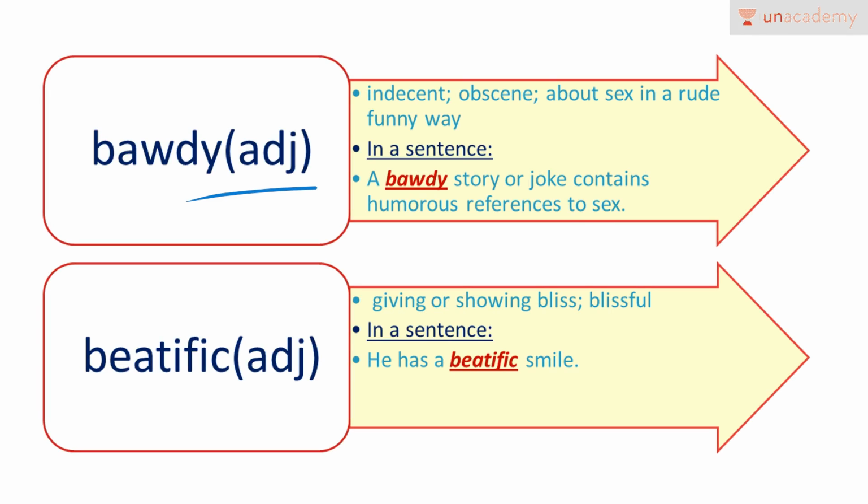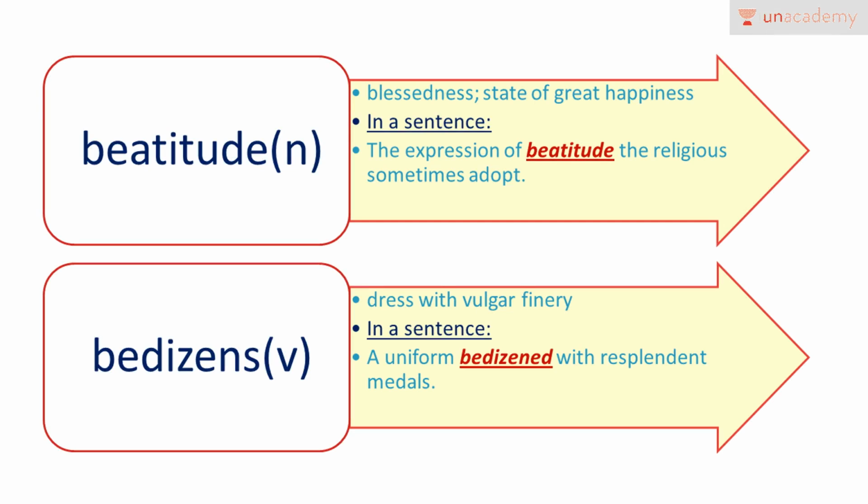Bawdy is an adjective which means indecent, obscene, about sex in a rude, funny way. In a sentence, it would read, a bawdy story or joke contains humorous references to sex. Next word, beatific, is an adjective defined as giving or showing bliss, blissful. In a sentence, it would read, he has a beatific smile. Beatitude is a noun which means blessedness, state of great happiness. In a sentence, it will read, the expression of beatitude the religious sometimes adopt.